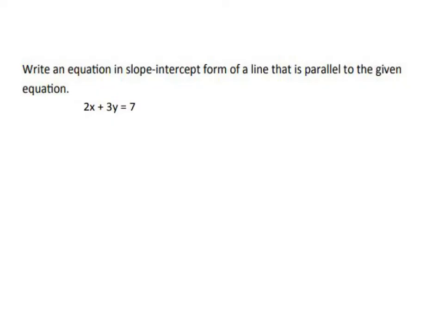All right, now in this case, because of the way the equation is written, it is written in standard form. So we have to change this to slope-intercept form to know what our slope is. So I'm going to start by subtracting 2x to move it to the other side. So I have 3y equals negative 2x plus 7.